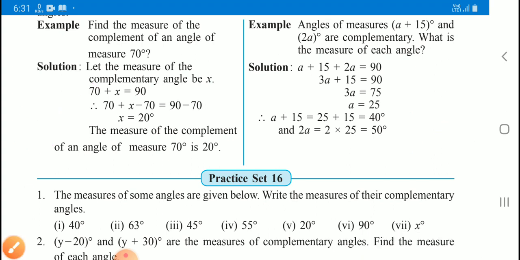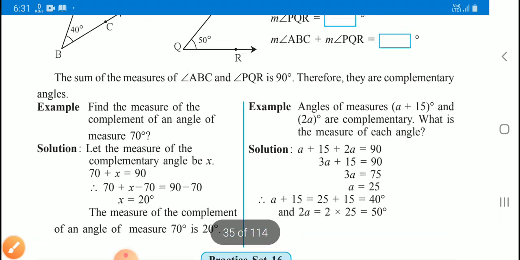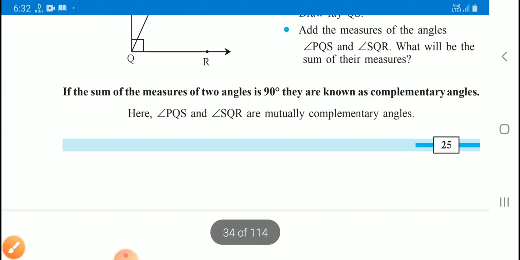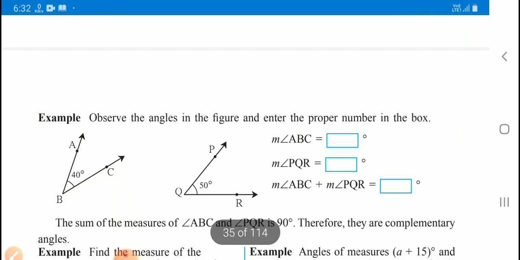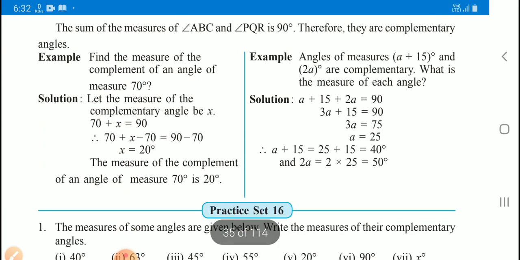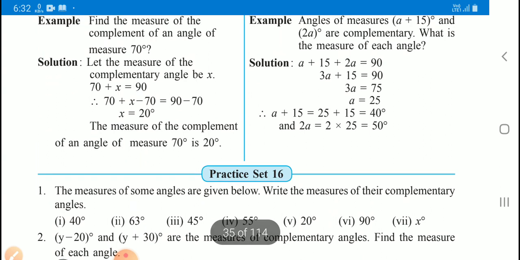Okay. Now one more time I will repeat the definition of complementary angles. If the sum of the measure of two angles is 90 degree, they are known as complementary angles. Keep in mind, in my next video we will see about supplementary angles. So by using the definition, you have to solve practice set 16 in your notebook.